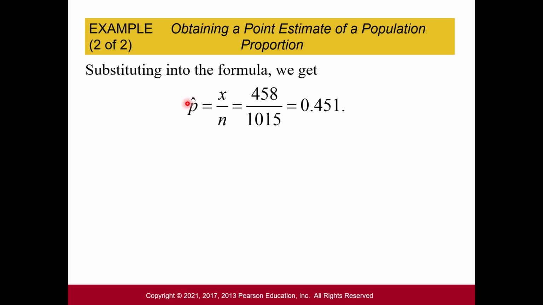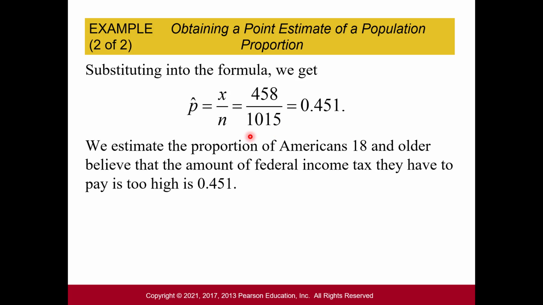Okay, so we're just going to substitute into our formula. The number of people that had the characteristic of too high for tax is x. The sample size was 1015. And we just divide, and that's our p hat value, 0.451. And so we estimate the proportion of Americans 18 years or older that believe the amount of federal income tax they have to pay is too high is about 45.1%.